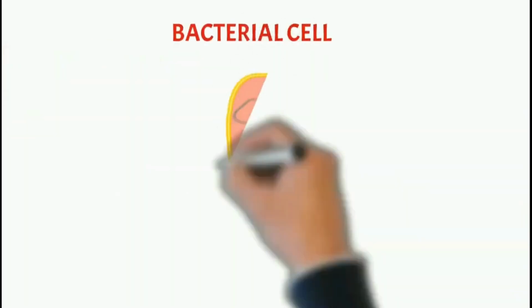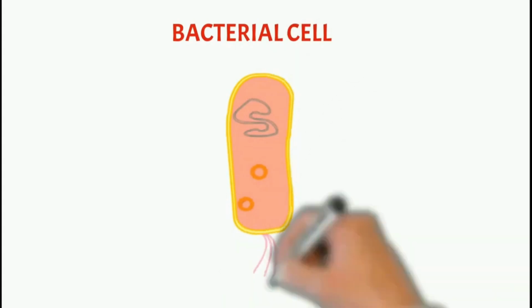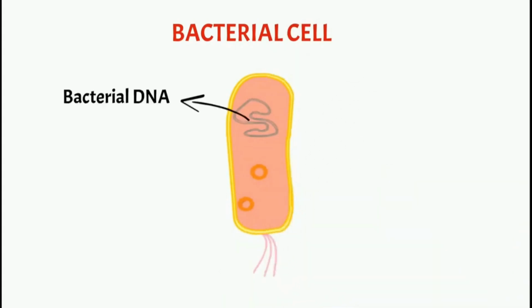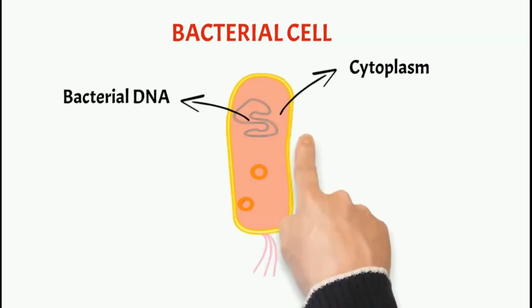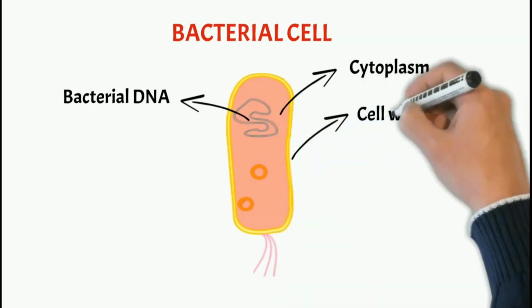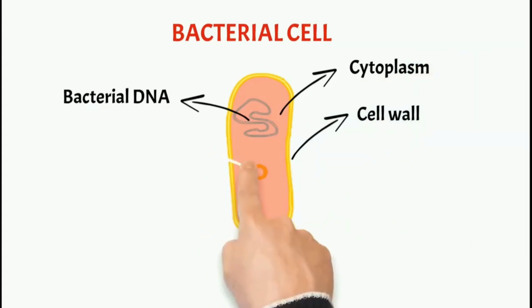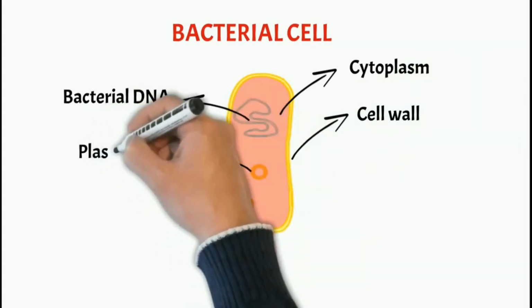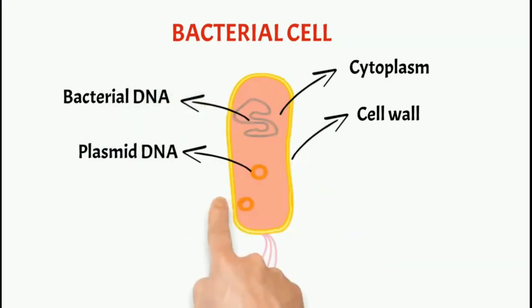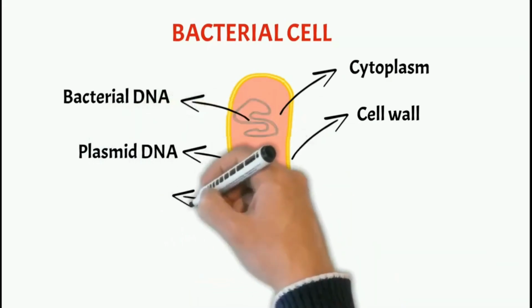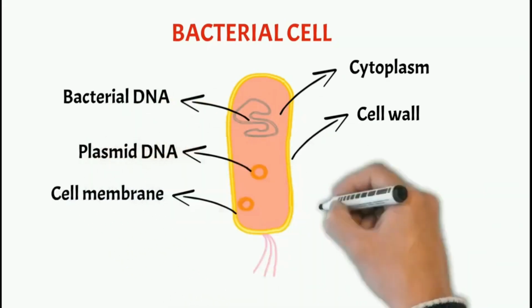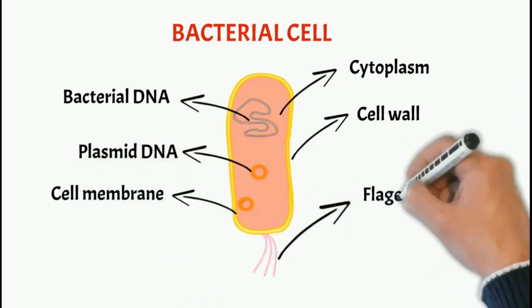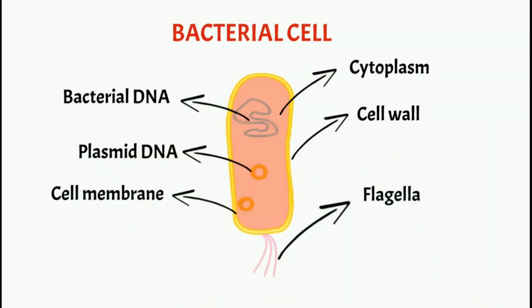Now let's go through a quick overview of what the bacterial cell actually has. So let's start off with the bacterial DNA that is just floating in the cytoplasm. The bacterial DNA is the blue S-shaped figure inside. Then we have the cell wall, which is primarily the yellow border around the cell. The plasmid DNA is the orange circle inside the pinkish kind of liquid. Then we have the cell membrane. Lastly, we have the flagella, which is the tail-like protrusion that is coming out of the cell.